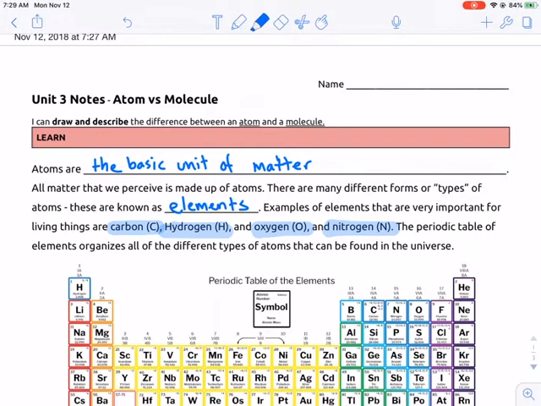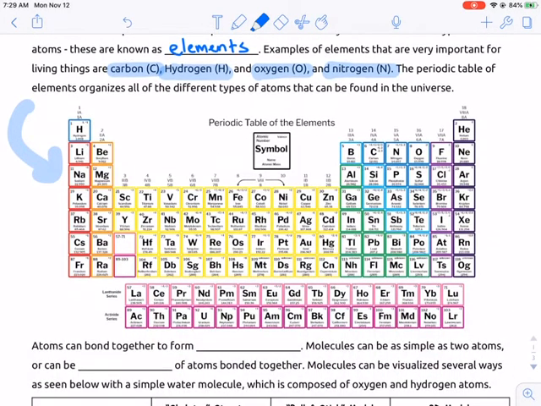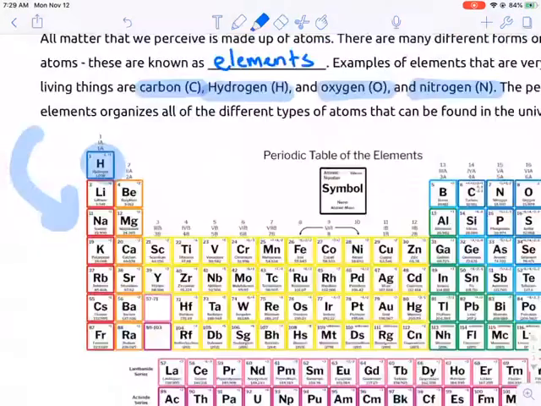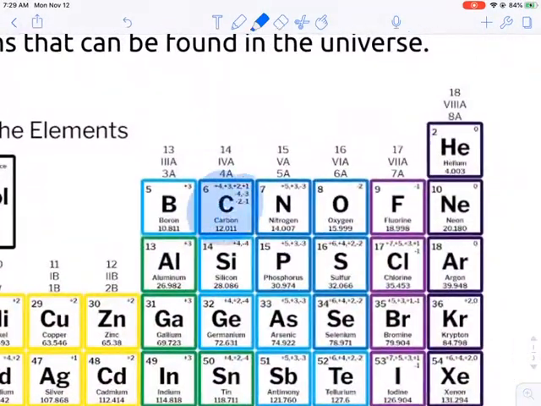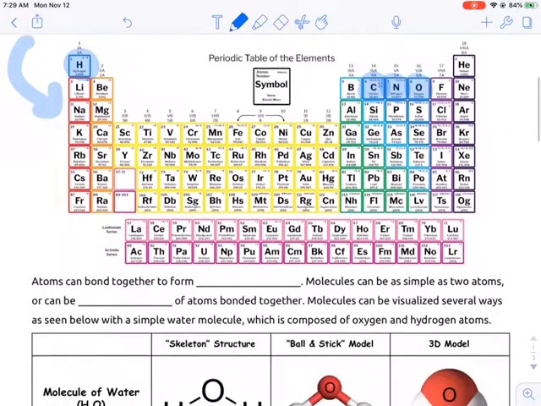The periodic table of elements here below organizes all the different types of atoms that can be found in the universe. And so here we can find hydrogen, that's really important for living things. Same with carbon, nitrogen, and oxygen. There are other elements that are important for living things, but the ones we're really going to focus on in this unit are hydrogen, carbon, nitrogen, and oxygen. So it might be helpful to be familiar with those abbreviations of C, H, O, and N.